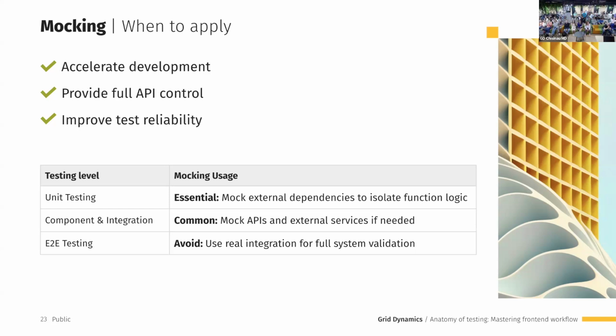But it's important to understand that mocking is not a silver bullet. It's not an answer for everything that happens throughout software testing. We need to use mocking wisely, because over-mocking can actually hide real issues. So for end-to-end testing, we should strongly avoid using mocking and rely on real integration to do proper full system testing.